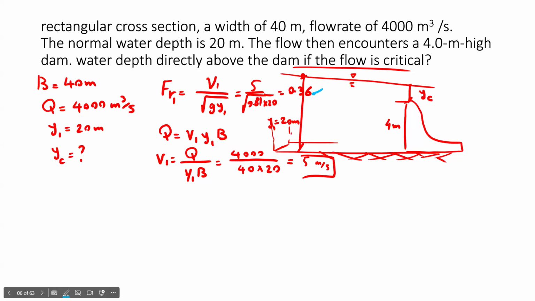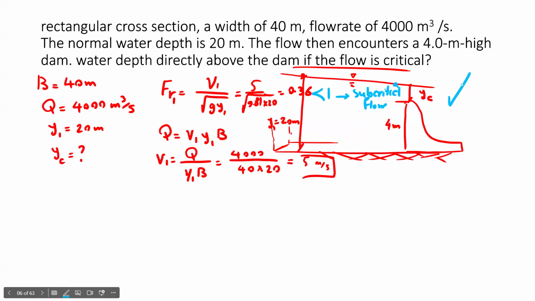That's less than 1, subcritical, and shows that you are fine to use the normal YC. Otherwise, if it was supercritical, it's going to pass the critical situation and a hydraulic jump happens. So you need to do another approach. Now, I have the validation to find the critical depth.